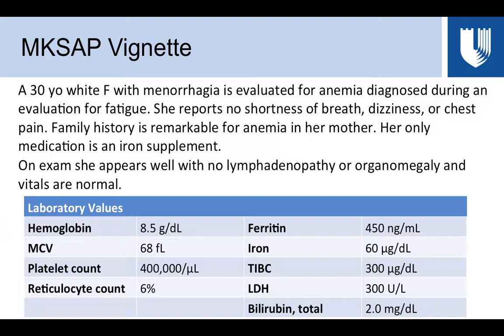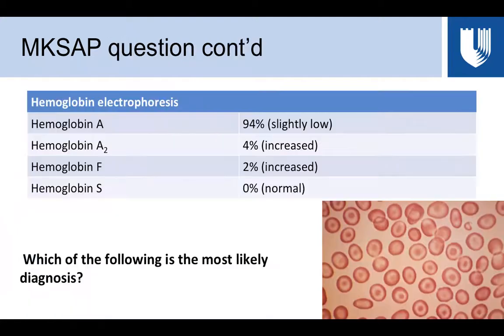These are her labs here. It shows that she has some pretty significant anemia, hemoglobin of 8.5. Her MCV is low at 68. Her platelets are normal. Her white count is 6, so it's elevated. Her ferritin is elevated at 450, and her iron studies are normal. Her LDH is mildly elevated at 300, and her bilirubin is also a bit elevated. She has a hemoglobin electrophoresis here that shows that her hemoglobin A is actually slightly decreased. Her hemoglobin A2 is increased. Her F is also increased, and her S is 0. You get a blood film and you see numerous target cells all over.